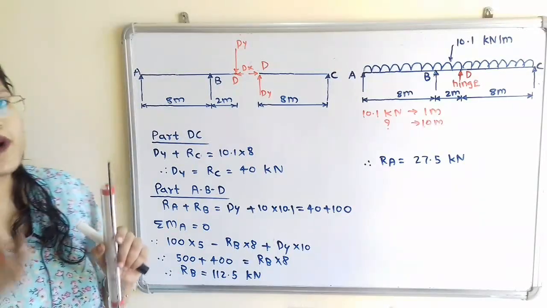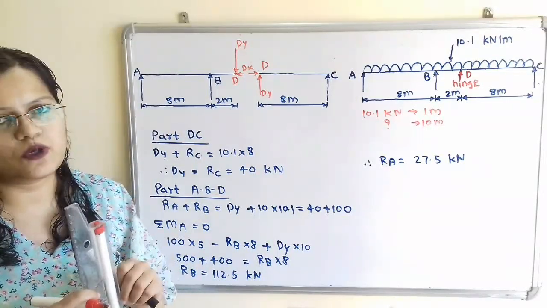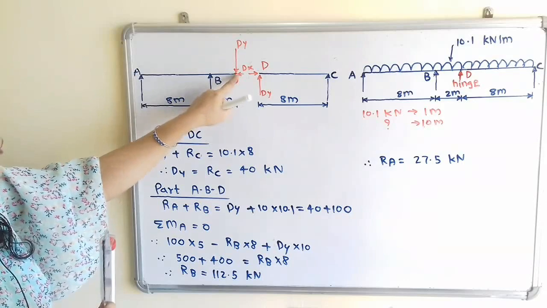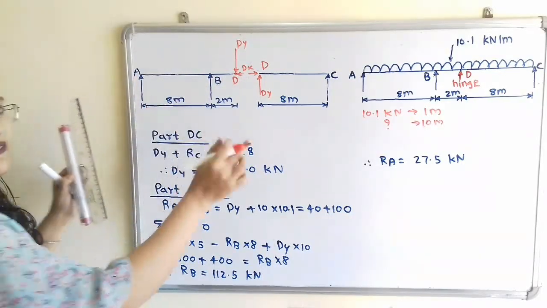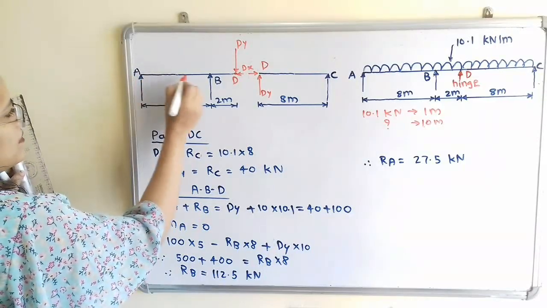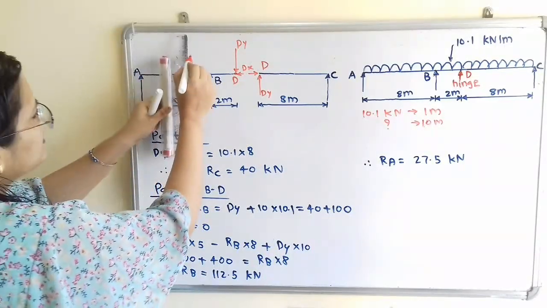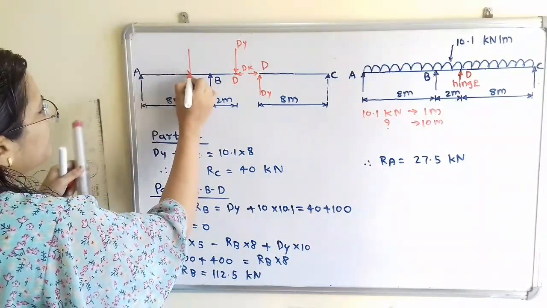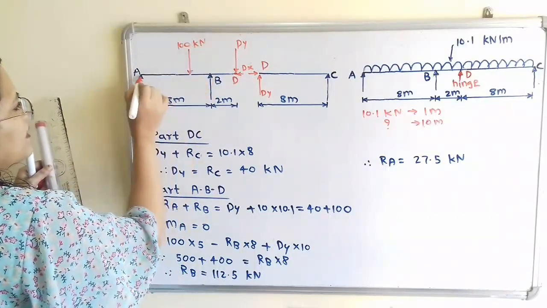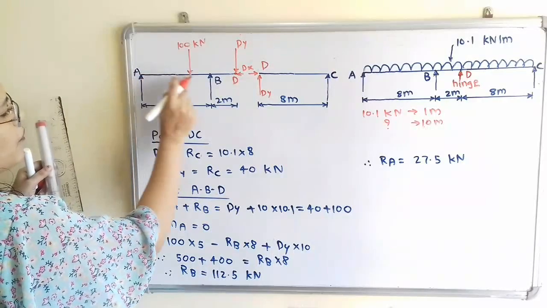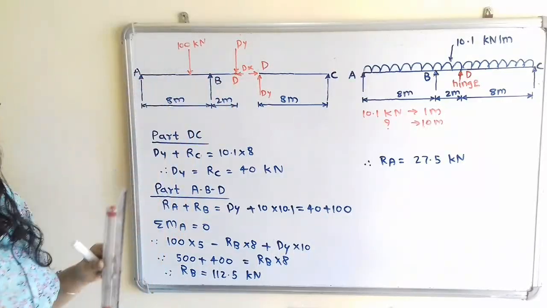Now here is the point of application for this load. So it is the center point of the first part. So center point, that means 10 divided by 2, that is 5 meters. So we will select here one point and we will mention 100 kilonewton, and it is at a distance 5 meter from A and 5 meter from point D.